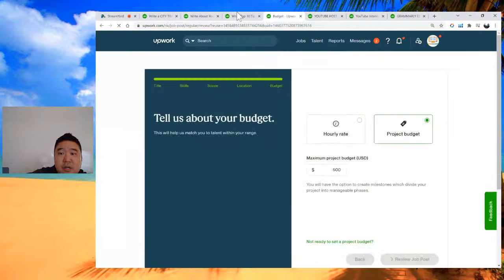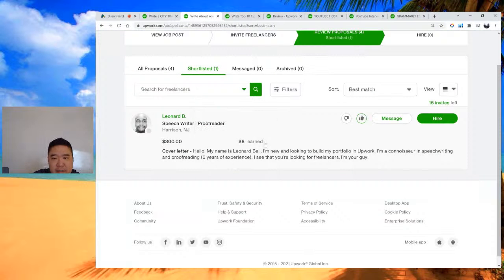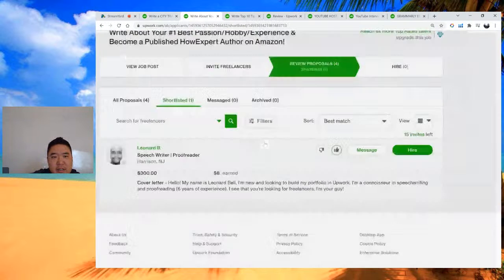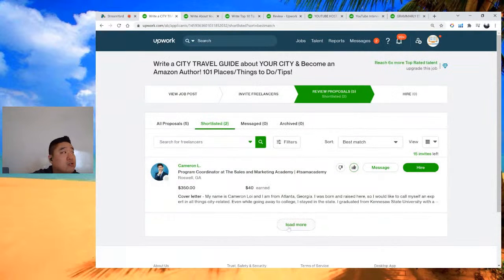So the people who I will end up hiring is here: Esteban. He's into Shopify developing, right? She's a Shopify developer for apps. Leonard, he's into cryptocurrency trading and investing. I'm going to ask him to put in the trading and investing information as well.